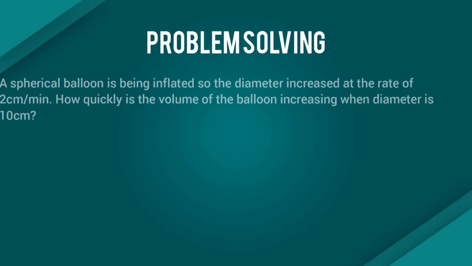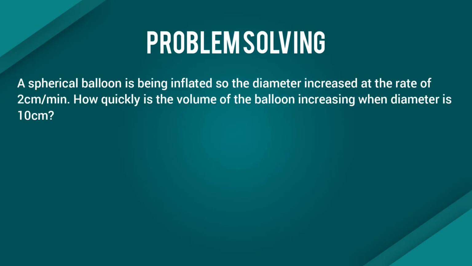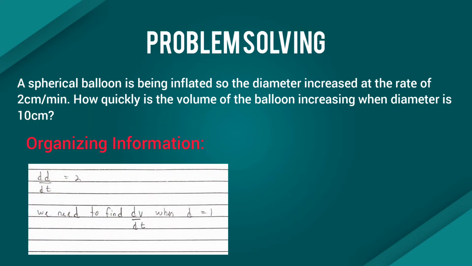For the problem solving, the spherical balloon is being inflated, so the diameter is increasing, which is dD over dt, at the rate of 2 cm per minute. So we need to find the rate at which the volume of the balloon increases, which is dV over dt, when the diameter is 10 cm.